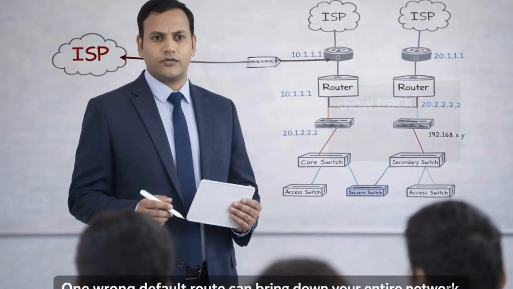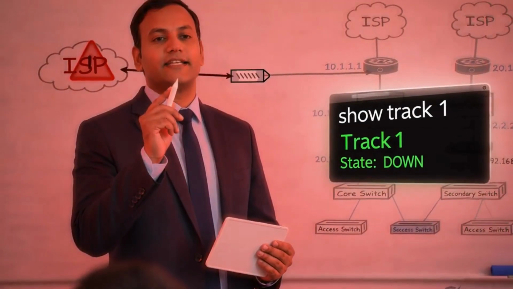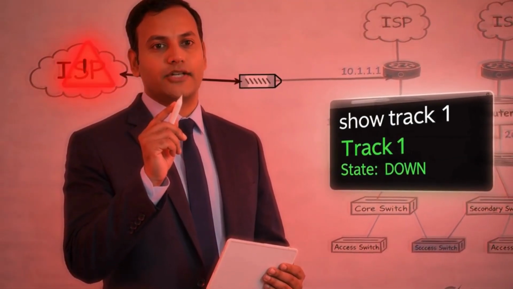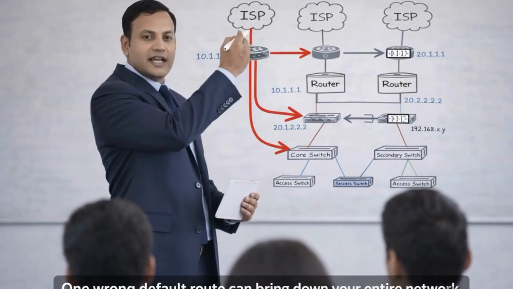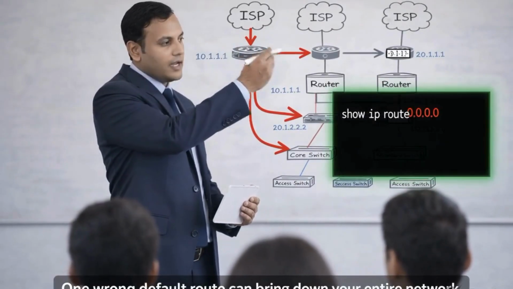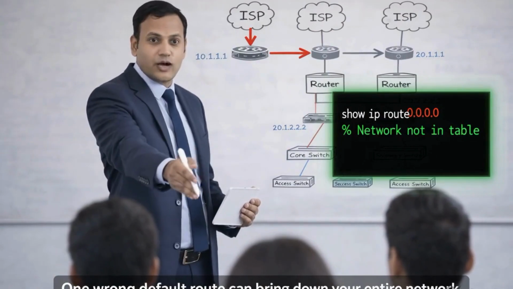Now let's simulate a failure. The ISP link goes down. IP SLA detects the failure and the tracking object goes down. The tracking is down, so the static default route is removed. And now OSPF stops advertising the default route. This prevents any black hole in the network.